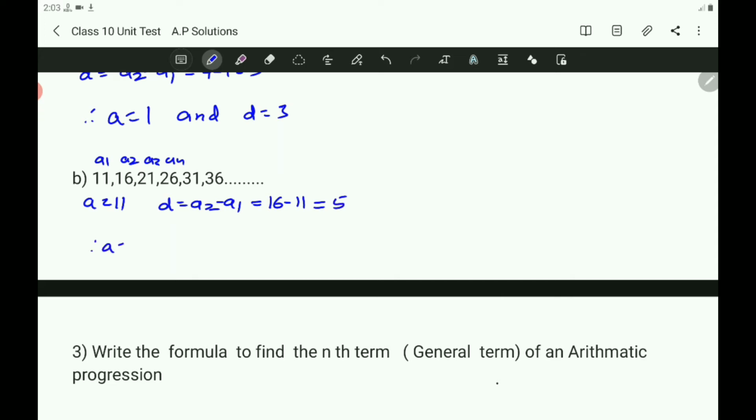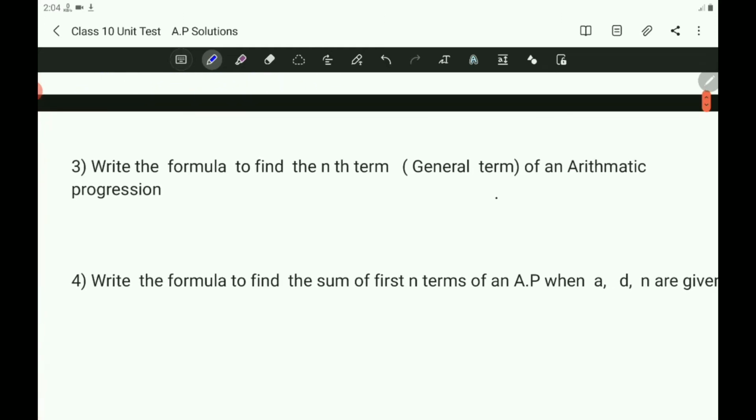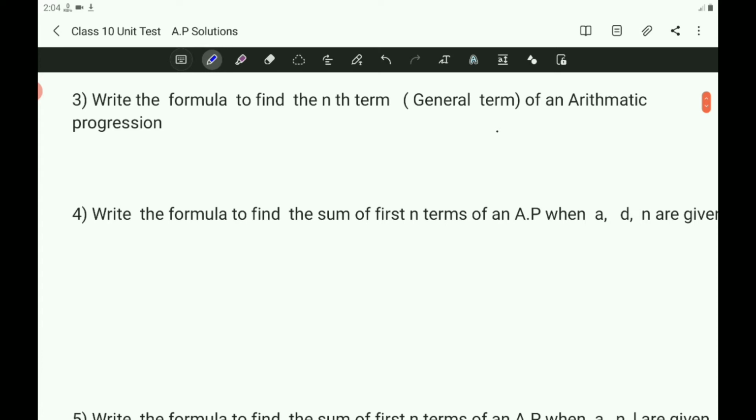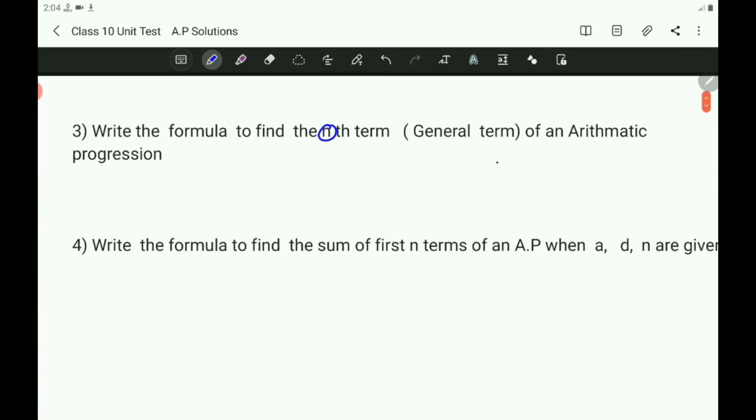Therefore you write A equals 11 and D equals 5. In this way you got the answer for this question. Next, write the formula to find the nth term, that is also called the general term of an arithmetic progression.